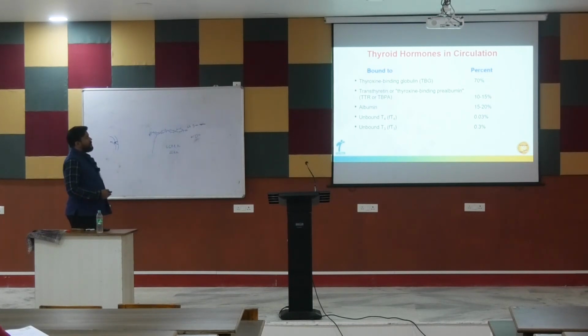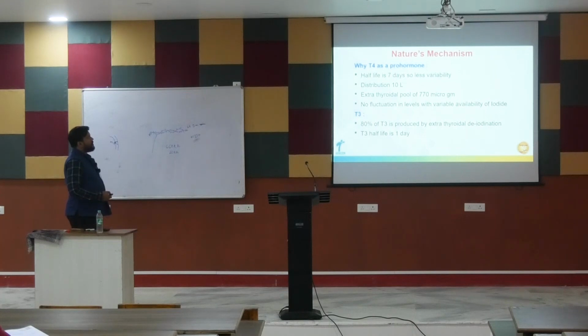Again, this free form and bound form, T4 is prohormone. Why T4 as a prohormone? So its half-life is 7 days, so less variable. Distribution is 10 liter, extra thyroidal pool of 770 microgram, no fluctuation of levels in variable availability of iodide.